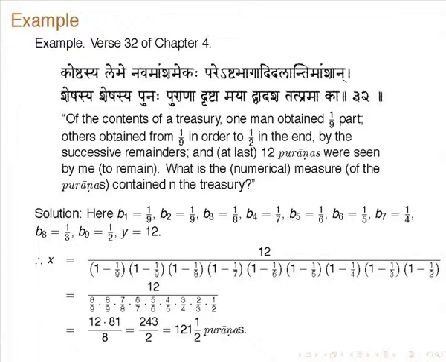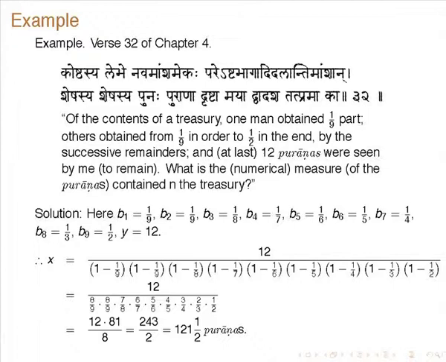So, for instance, it gives the example, Koshtasya lebe navamamshamekaha parishta bhagadi dalanti manshan sheshasya sheshasya punapurana drushta maya dvadasha tat pramaka. Purana is the name of the monetary unit. Punapurana drushta maya dvadasha, 12 puranas were seen. On the contents of a treasury, one man obtained 1/9 part, others obtained from 1/9 in order to 1/2 in the end by successive remainders, and at last 12 puranas were seen. What is the numerical measure of the puranas contained in the treasury?